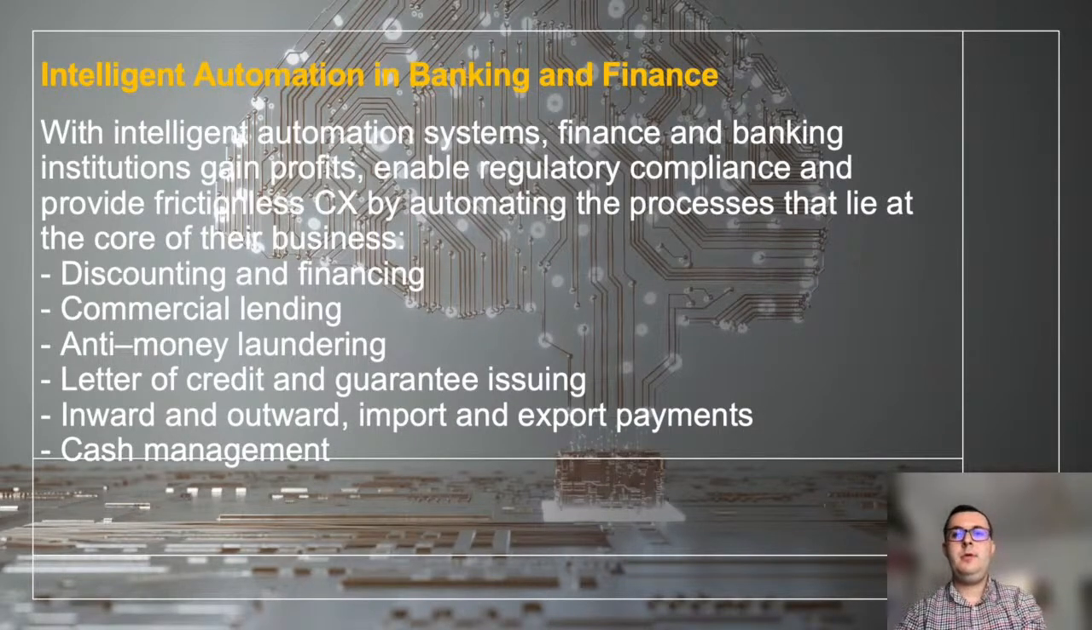We also have some relevant examples of intelligent automation in banking and finance, which is also a very innovative field. With intelligent automation systems, finance and banking institutions can gain large profits, enable regulatory compliance, as well as provide frictionless CX by automating the processes that lie at the core of their business through discounting and financing, commercial lending, anti-money laundering, letter of credit and guarantee issuing, inward and outward, import and export payments, cash management.